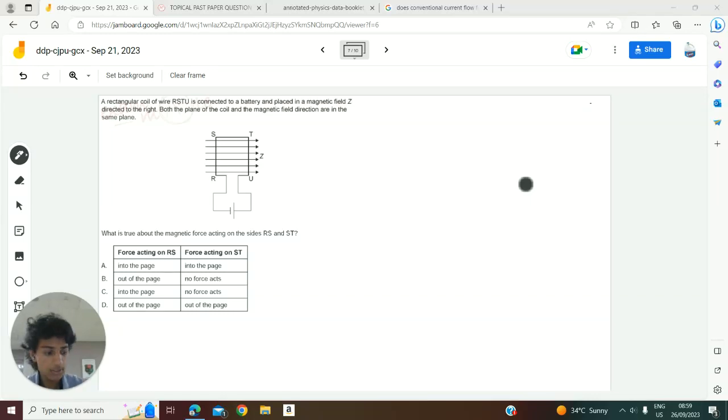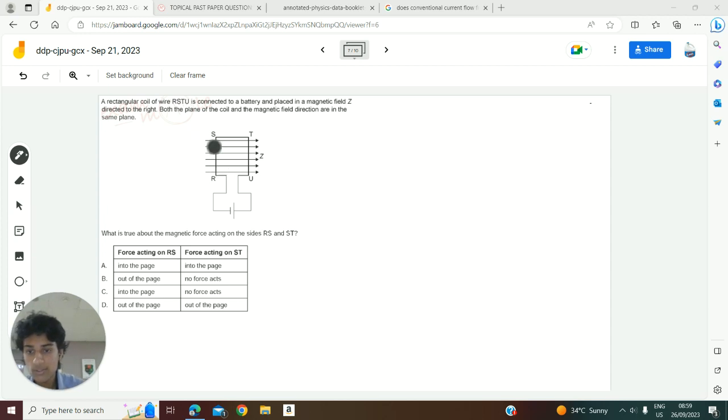Okay, so this is 2022 time zone 2 paper 1 topic 5. It's the first question. A rectangular coil of wire RSTU is connected to a battery and placed in a magnetic field Z directed to the right. Both the plane of the coil and the magnetic field direction are in the same plane. What is true about the magnetic force acting on the sides RS and ST?